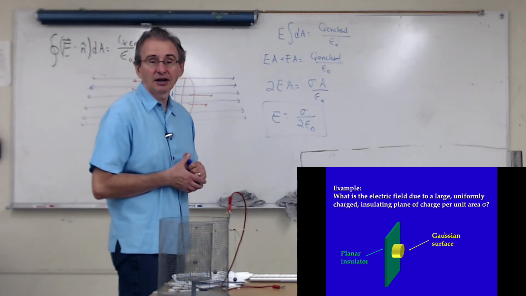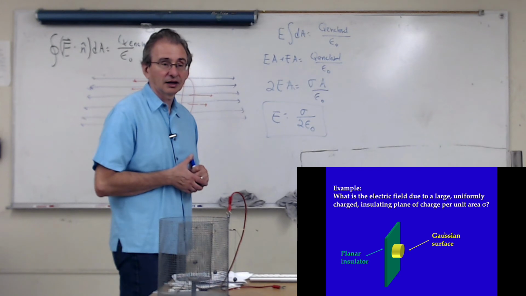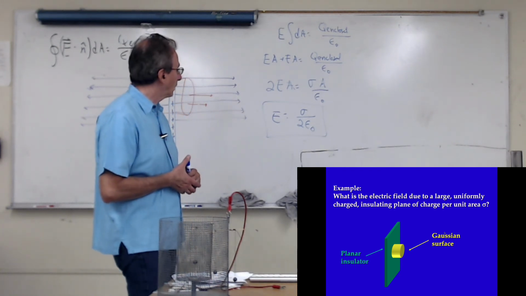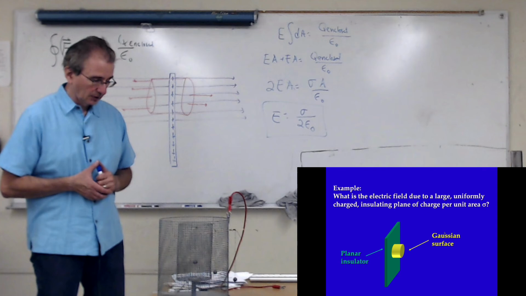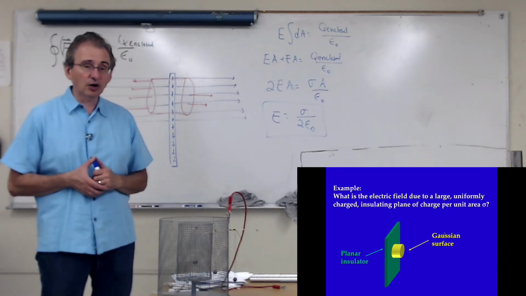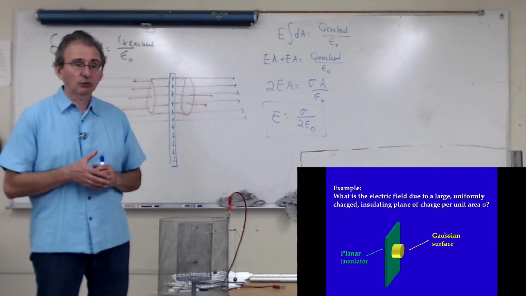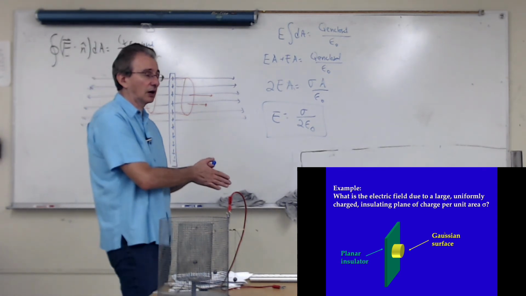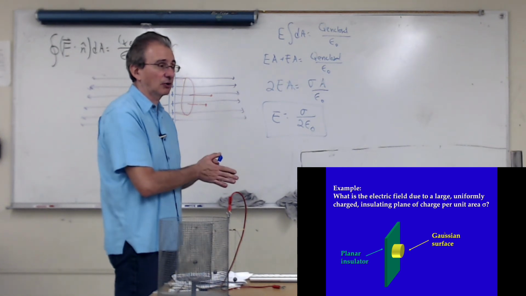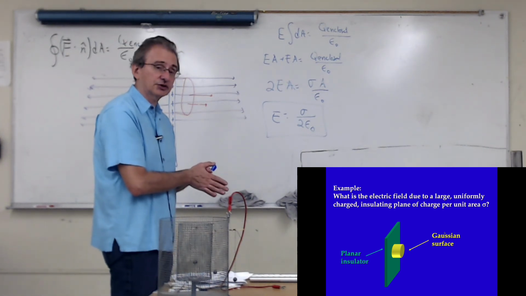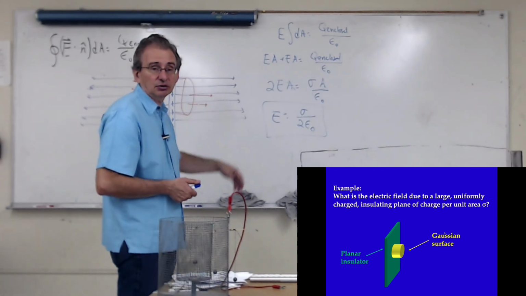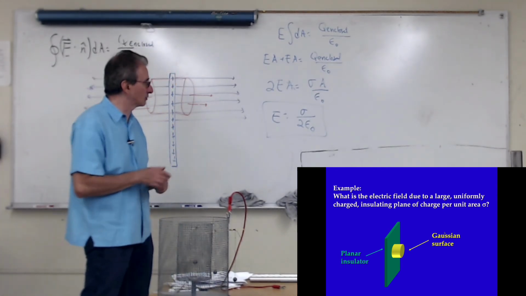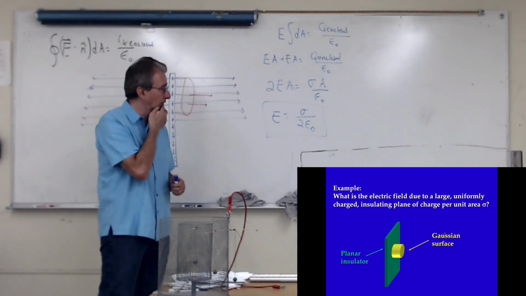Go ahead. I was wondering, why did you use sigma? Where did you get sigma from? Well, if you remember from the chapter 23 homework, we use lambda for charge per unit length, sigma for charge per unit area, and rho for charge per unit volume. Oh, okay. So this makes more sense. It's two dimensional. That's what we have been using. Okay.